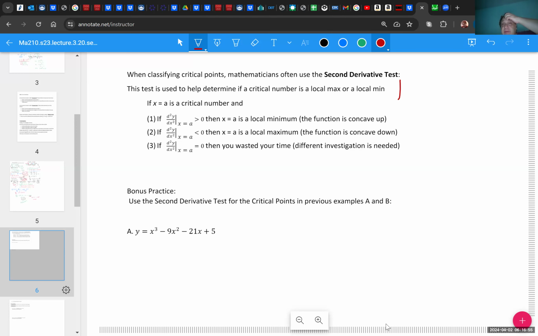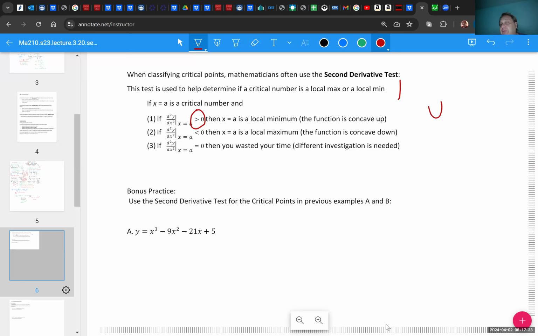So here's the problem with the second derivative test. It doesn't always give a definitive answer. If we take the second derivative and plug in a critical number, critical point, right? If we take the second derivative and plug in some critical point there, and the result is positive, so if it has upward concavity, greater than 0 means that it's upward concavity.